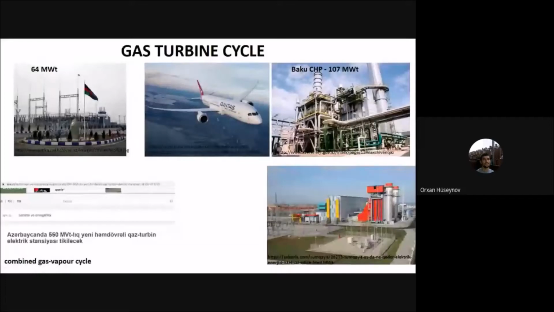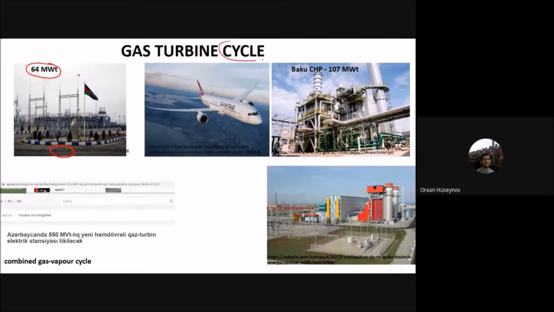Next one is the gas turbine cycle. Why do we use this gas turbine cycle? There are some examples here. One example is electricity generation. You can see this one is Nakhchivan. You can see that 64 megawatts of electricity is generated by the gas turbine cycle.